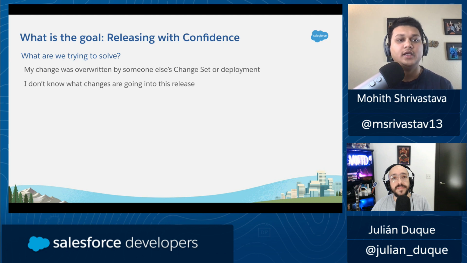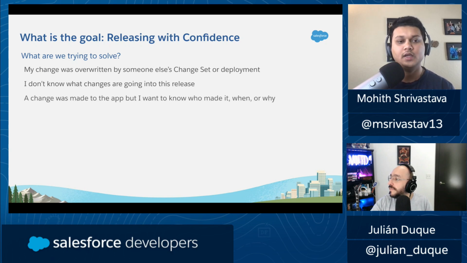There's a lot of mindset change, and it involves governance, and it also involves everybody working towards a common goal. But once you have continuous integration, you no longer have this problem. A lot of times you might be of the opinion that you don't know what changes are going into this release. With continuous integration, you solve this problem because there's a version control in place like Git, and you track what changes are going into your next release. Similarly, a change was made by an app, but you don't know who made it, when, or why. That problem is also solved.